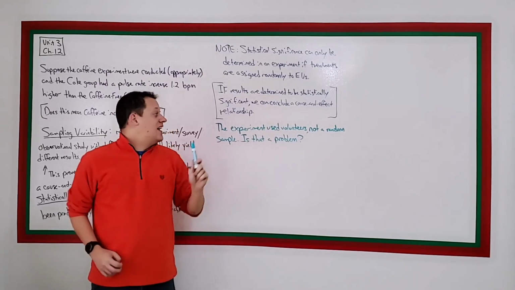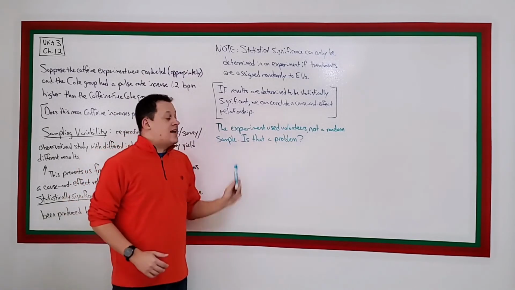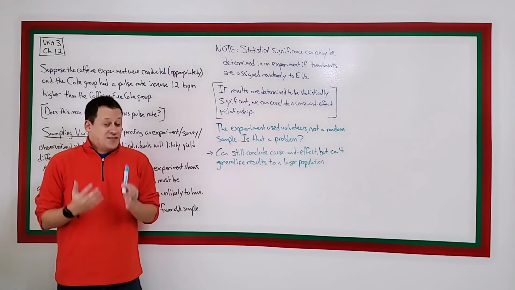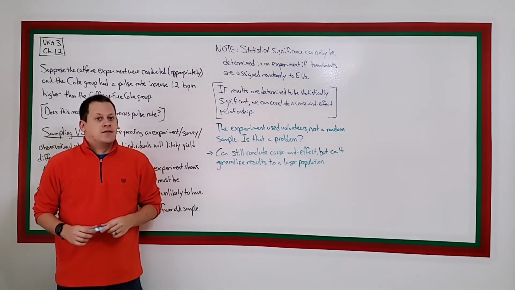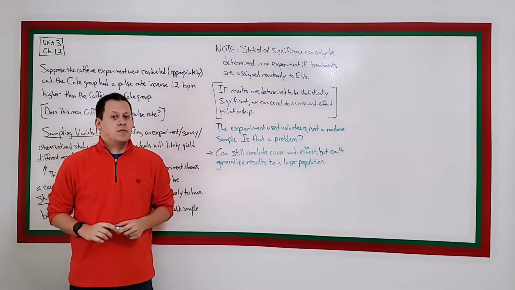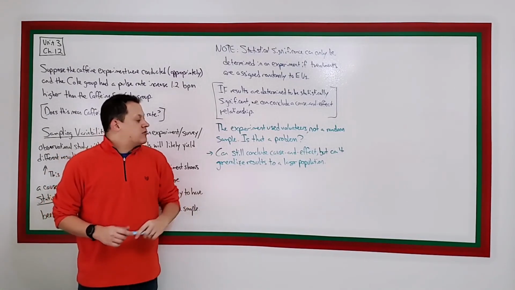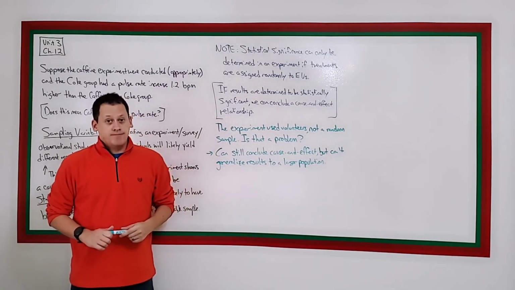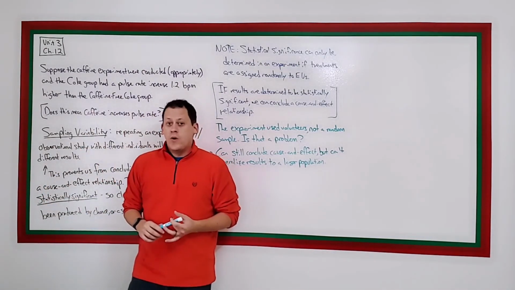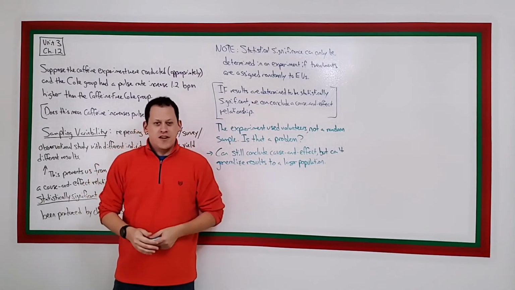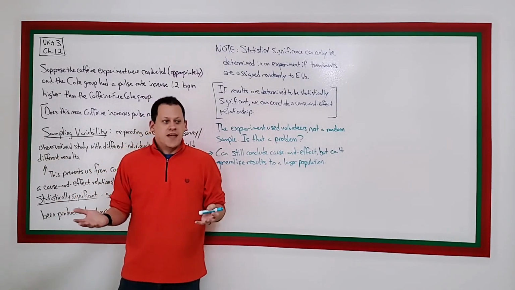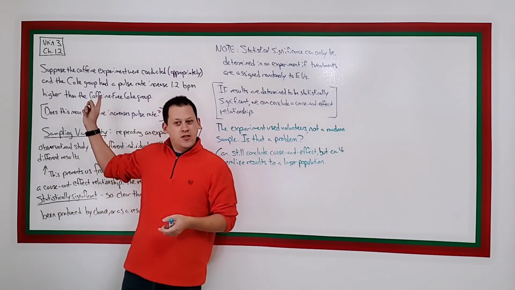But if you're using volunteers and not a random sample, it does prevent you from something else. If you're taking volunteers for your experiment, you can still conclude cause and effect as long as the treatments are assigned randomly. But you can't generalize the results to a larger population. So for our experiment here, we wouldn't be able to say, oh, caffeine increases pulse rate for everyone. We would only be able to say it for people like the ones that we looked at.